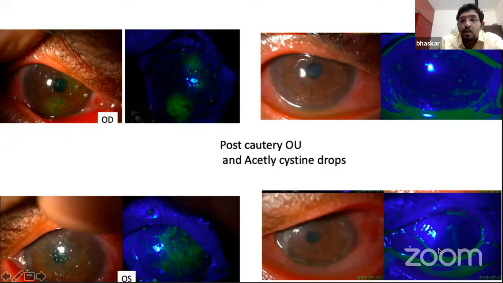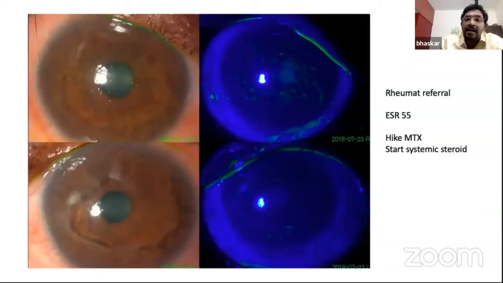She did well for about a 2-week, 3-week period. And then she came back with a redness in the left eye, and you can see the sterile infiltrates and the peripheral thinning in the eye. This actually indicates a systemic worsening. We referred her back to the rheumatologist, asked him to hike up the systemic immunosuppression in terms of systemic steroids and hike up the methotrexate, which he did. And you can see the condition kind of getting better.